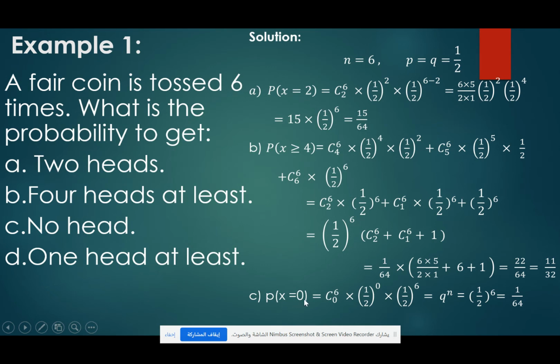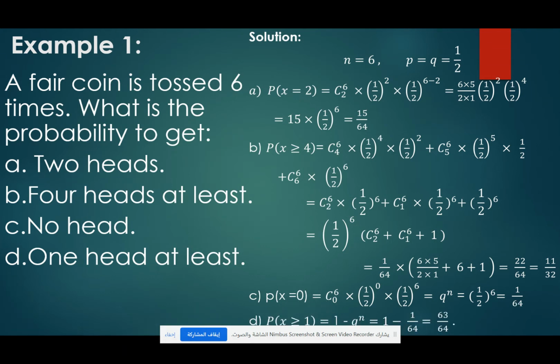Probability of x equals 0 is equal to q to the power of n. It's a rule now. By writing the rule, you can see that 6 combination 0 times half to the power of 0 will be cancelled and there will be 1 over 2 to the power of 6. That means it is only the q, which is the probability of fail, to the power of n. And you can write it directly as 1 over 2 to the power of 6, which is 1 over 64. Remember, the numerator is smaller than the denominator, so it is smaller than 1.